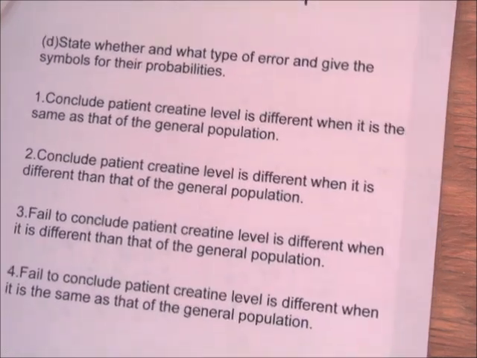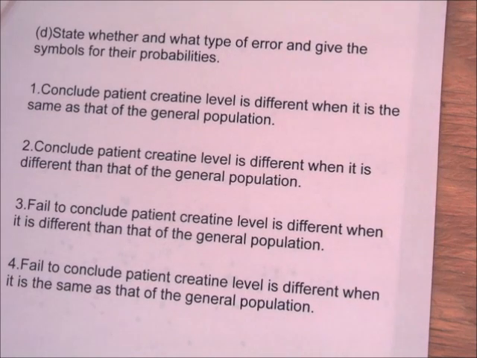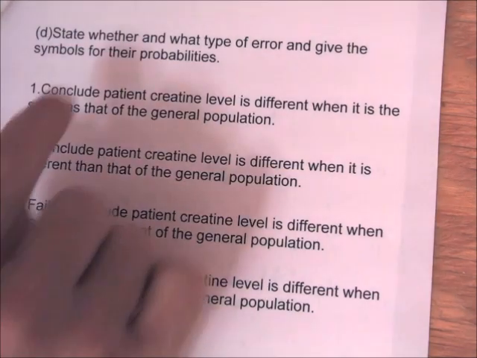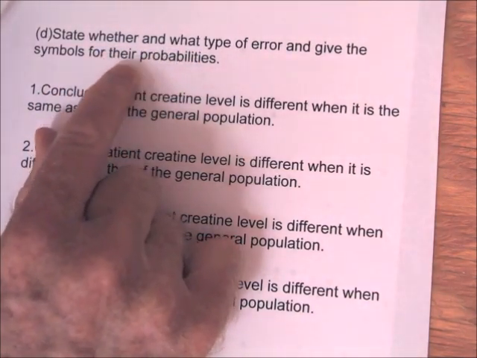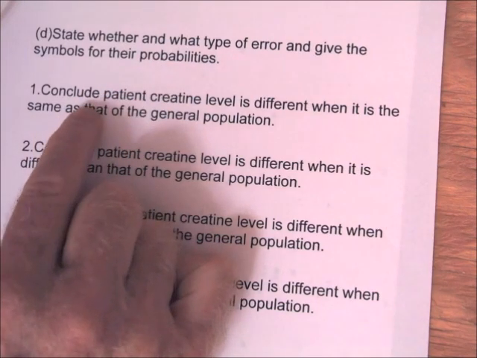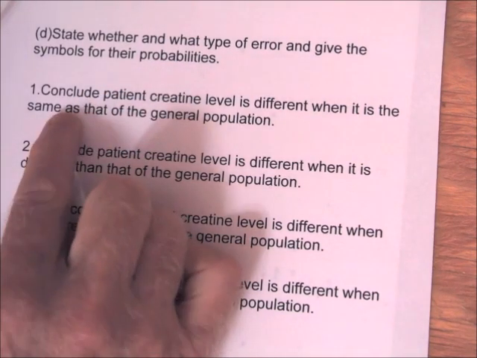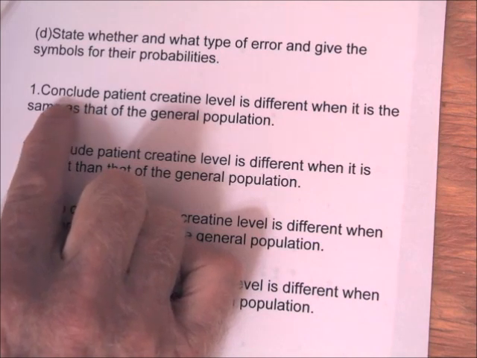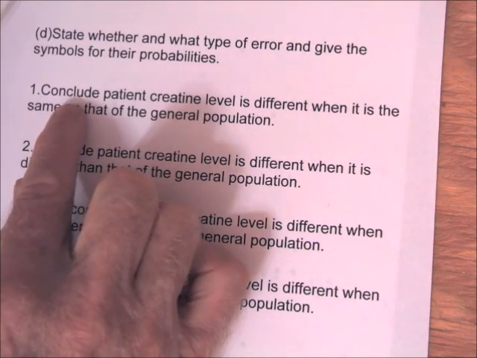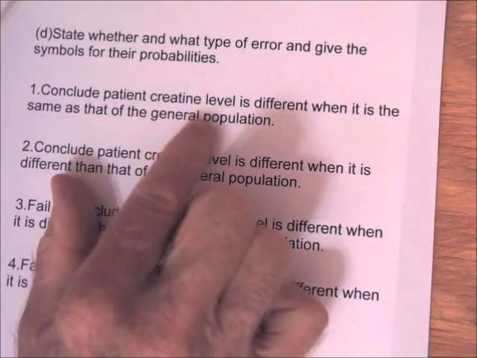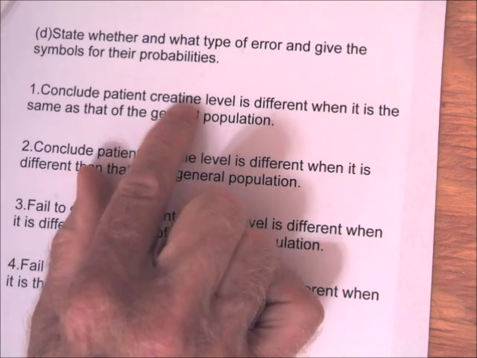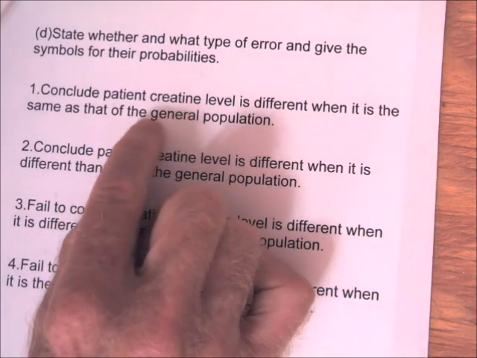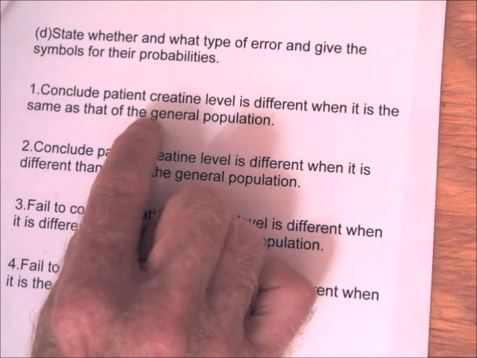Okay, so I want to talk a little bit about the terminology of hypothesis testing. So in this part D here, state whether there is an error, what type of error, and give the symbols for their probabilities. So I have four statements. If we conclude that the mean creatine level is different when it is actually the same as the general population, that's going to be an error, or our conclusion is different when it should be the same.